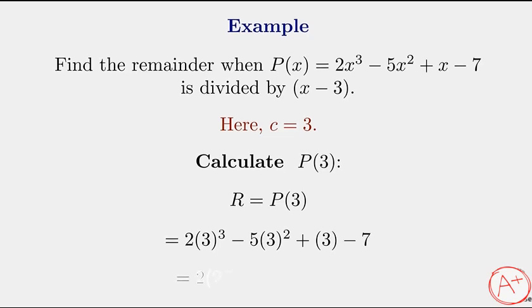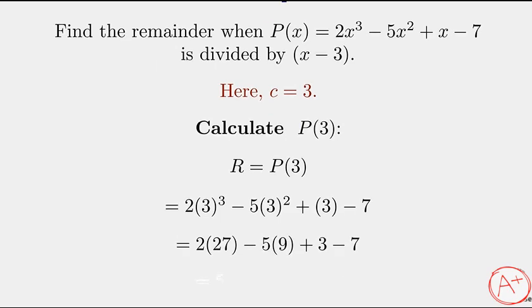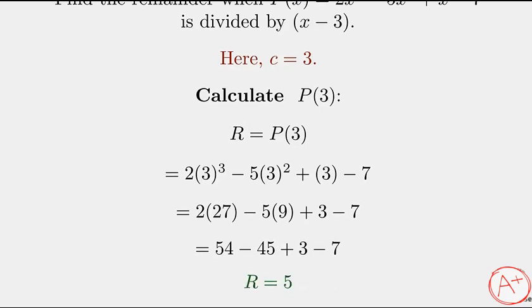3 cubed is 27 and 3 squared is 9. 2 times 27 gives us 54, and 5 times 9 is 45. Subtracting and adding these values, we get a final result of 5. Therefore, the remainder is 5. This method is much faster and less prone to calculation errors than long division.